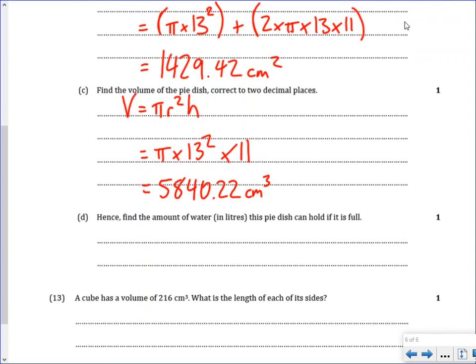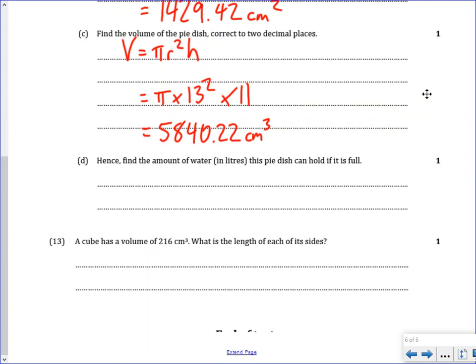Hence, we want to find the amount of water in litres this pie dish can hold if it's full. Now, just be careful, it is saying in litres. So first of all, we can convert between centimetres cubed to millilitres. The way that we do that is they're the same. So the capacity equals 5,840.22 millilitres. The question's not asking for millilitres, it wants litres.